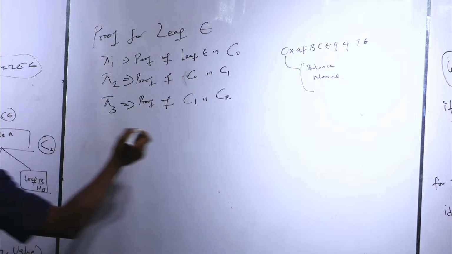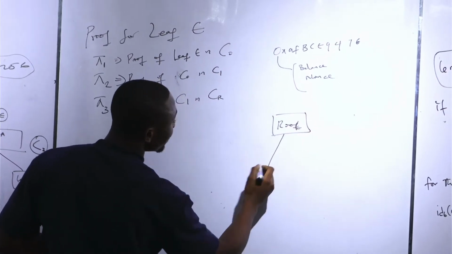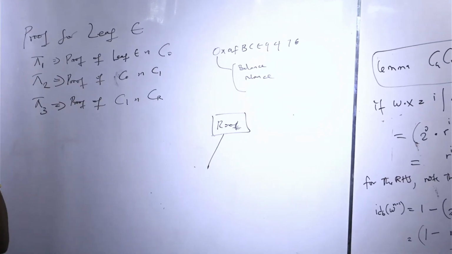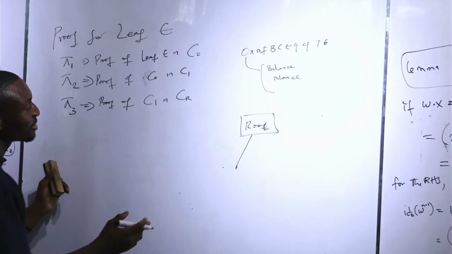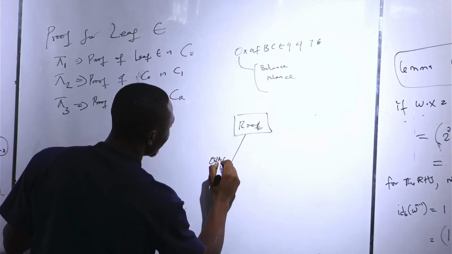Let me draw it separately. So we'll go to index AF on the root. If that index is empty, if there's nothing there, then we just put a leaf node at that particular point. We put a leaf node that has the full key and the account balance. That will be the leaf.